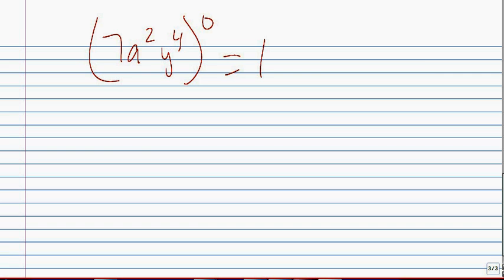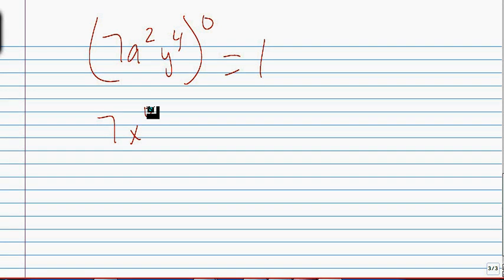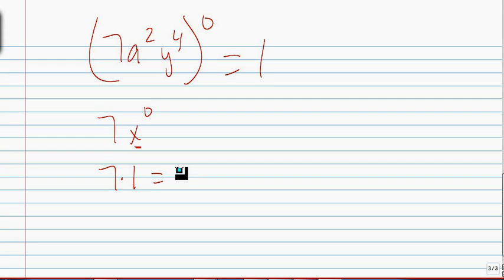Alright, so now let's get a little bit more difficult into this rule. Let's say that I have 7x to the 0. So what's your base? Your base is going to be your x, right? So x to the 0 power is 1. But I still have that 7. So I'm looking at 7 times 1. What would 7 times 1 be? 7. You're exactly right.